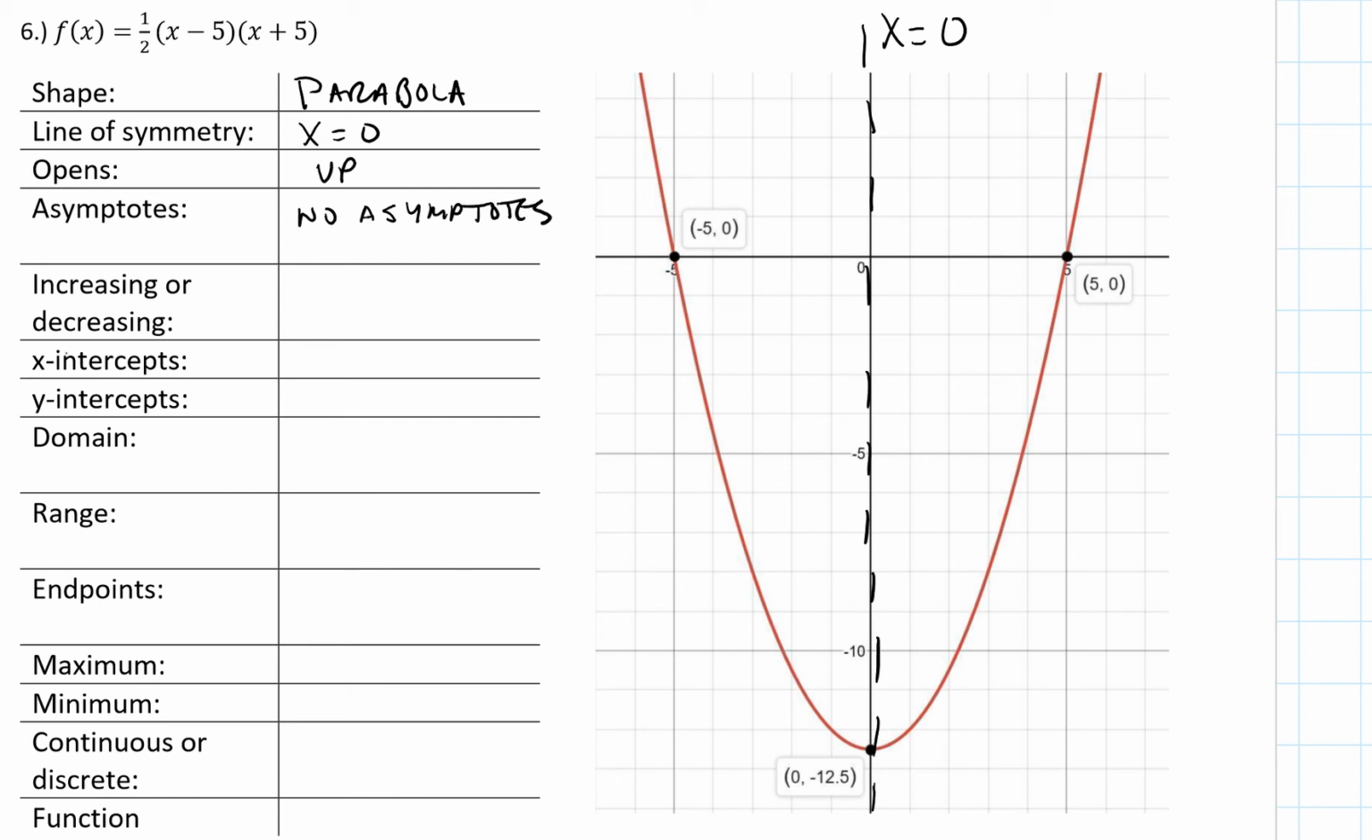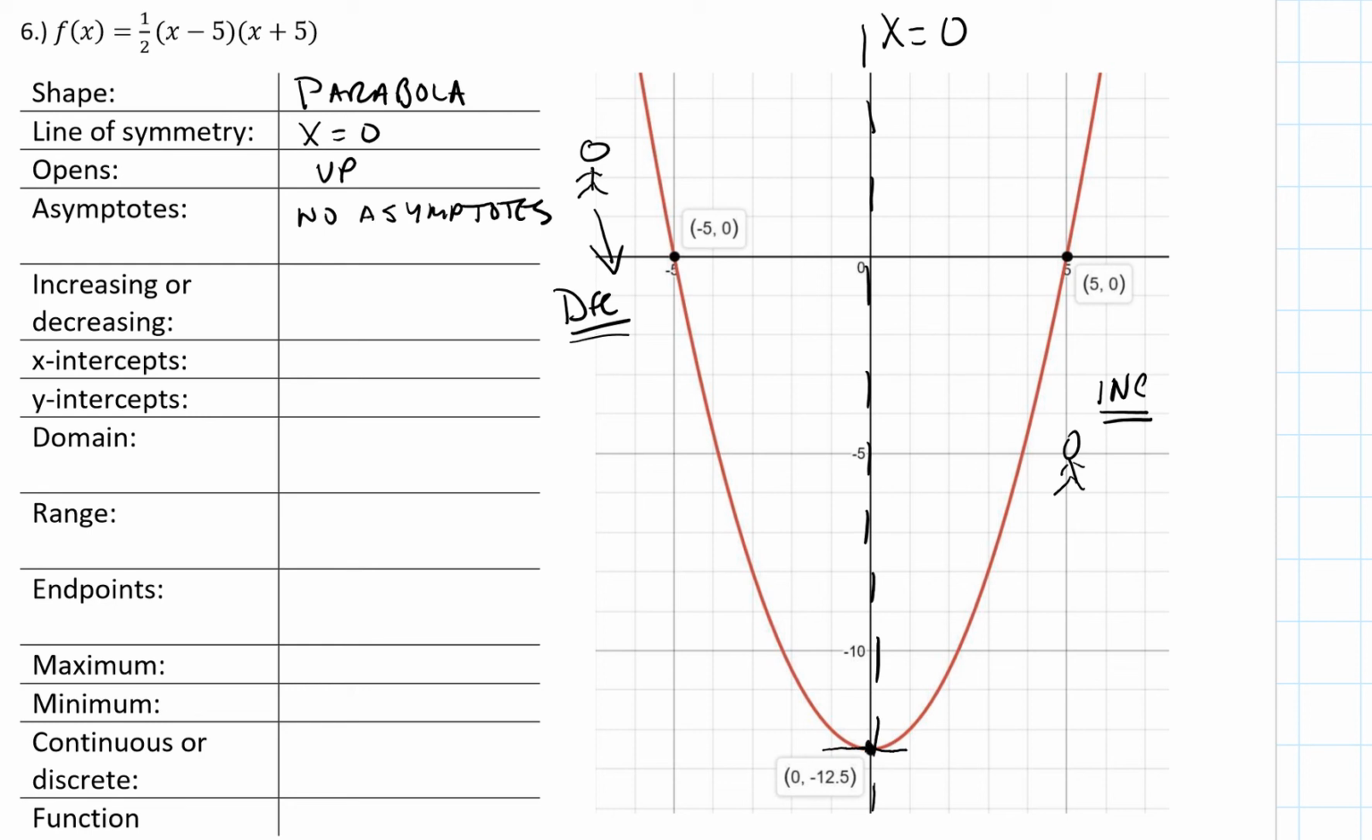When we talk about increasing and decreasing, we need to think about our little guy walking on our graph. As he walks this way, he's decreasing, right? It's going down. And then as he comes this way, our little guy is walking up, so he is increasing. He's decreasing, decreasing, decreasing until he gets right to this point, and when he gets to this point, he's not doing either.